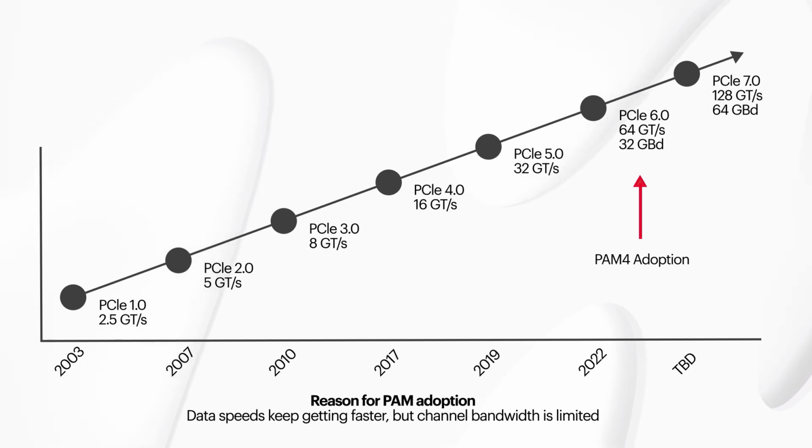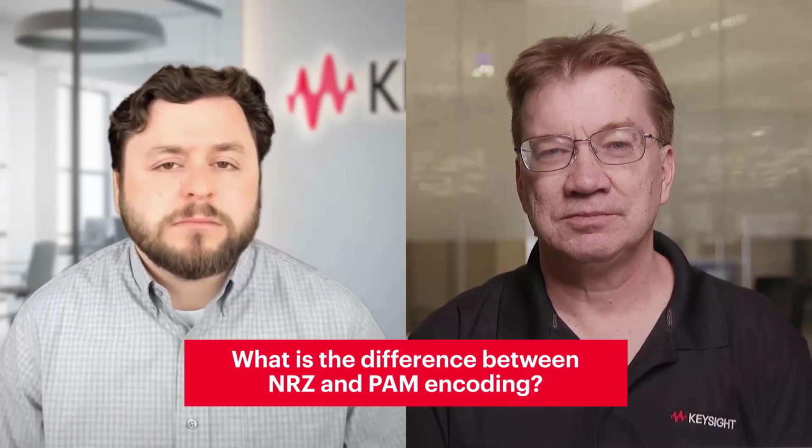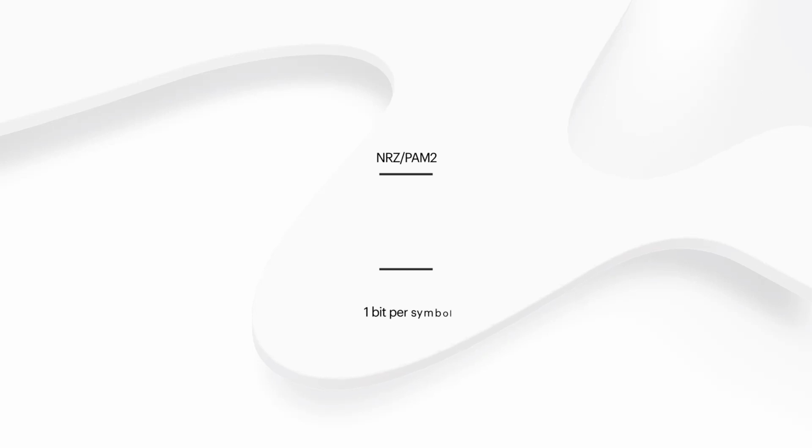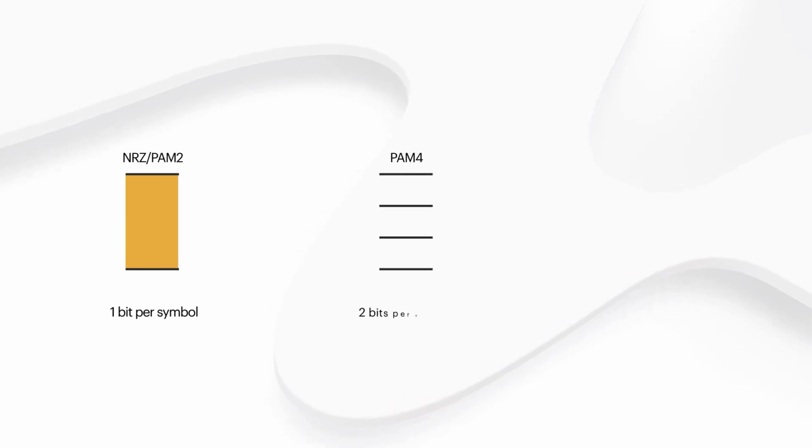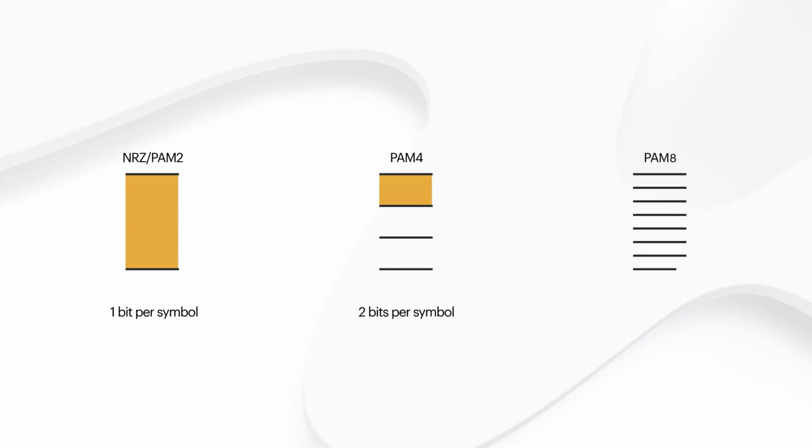And what's the difference between NRZ and PAM encoding? Sure. Well, technically, NRZ is PAM, right? It's pulse amplitude modulation, but it's PAM2. It's two levels, right? We have one level for 0 and one level for 1. PAM takes that further and PAM4 uses 4 different voltage levels. PAM8 uses 8 different voltage levels. And so we use those extra levels to get more data using the same symbol rate.